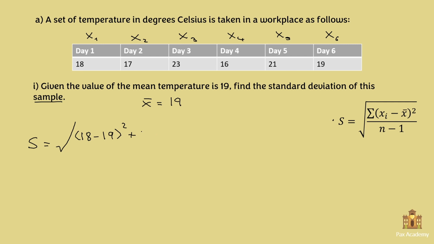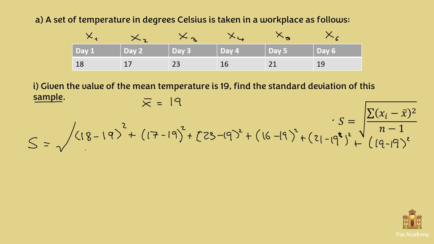So plus x2, we said is day 2, is associated with 17. So 17 minus 19 squared, okay? You see what I'm talking about? So let's do that for the 6 days. So then x3, so plus 23 minus 19 squared, plus day 4, 16 minus 19 squared, plus 21 minus 19 squared, plus 19 minus 19 squared. And then the whole thing is over n minus 1.